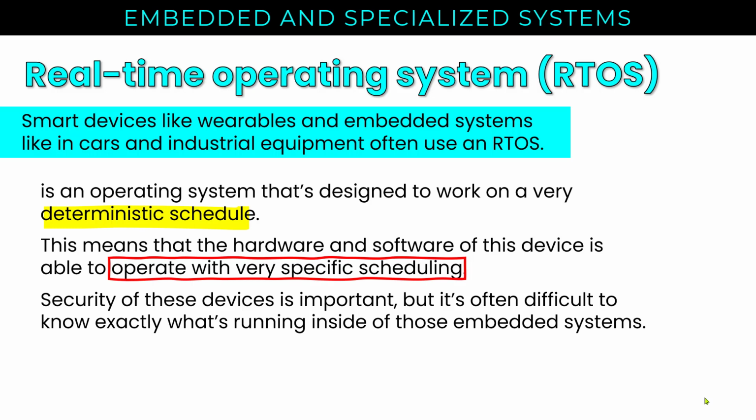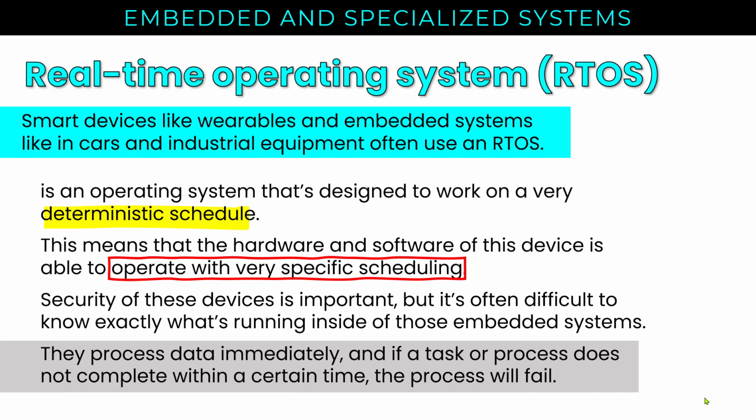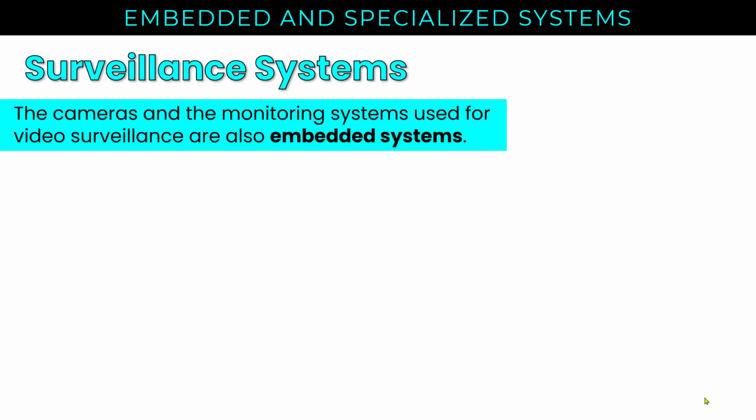But in a real-time operating system, they process data immediately, and if the task of the process doesn't complete within a certain time, the process fails. So surveillance systems, the cameras and the monitoring systems used for video surveillance, are also embedded systems.